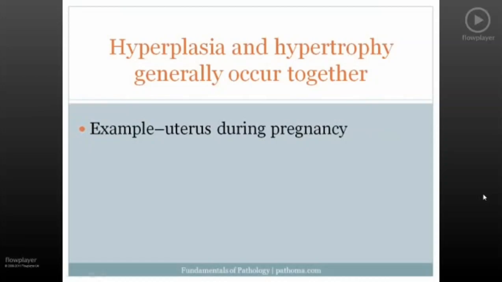So let's take a simple example. When a woman becomes pregnant, the uterus is going to increase in size. Obviously, the uterus has to increase in size because it needs to provide space and a home for the developing fetus. Now, that uterus is going to increase in size in two ways. First, the smooth muscle of the uterus will undergo hyperplasia, i.e. there will be increased cells produced. And second, the smooth muscle of the uterus will undergo hypertrophy, so the cells will also become bigger. And generally speaking, hyperplasia and hypertrophy will actually occur together.